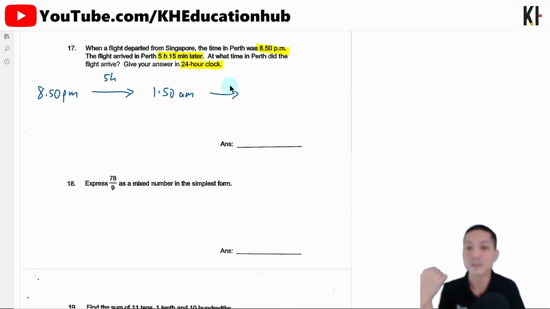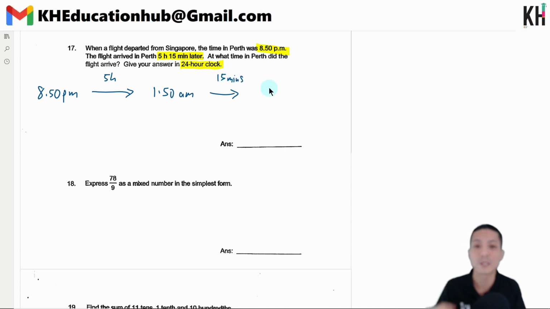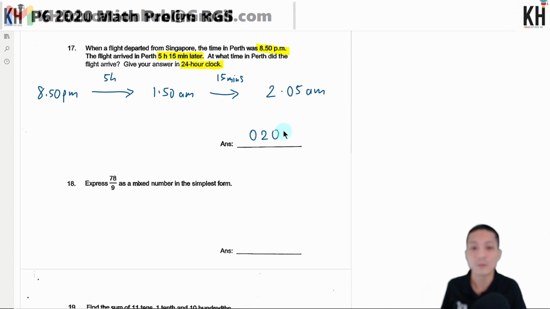5 hours later. Next, you need to add the 15 minutes, which will become 2:05 a.m. So in the 24-hour clock, it will be 02:05.